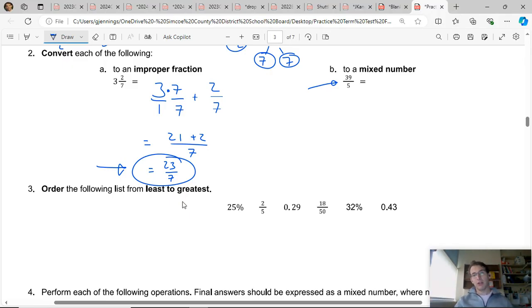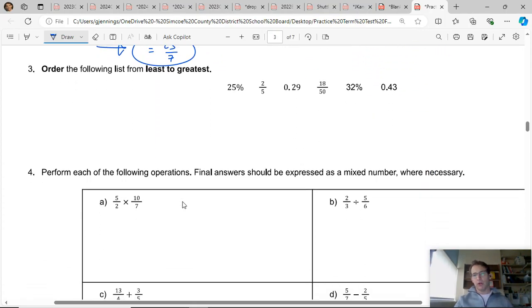So what I have here is 7 times 5 plus 4 is the number 39 divided by 5. Here, this is my number of wholes, so that's 7 and 4/5 is that number as a mixed number.